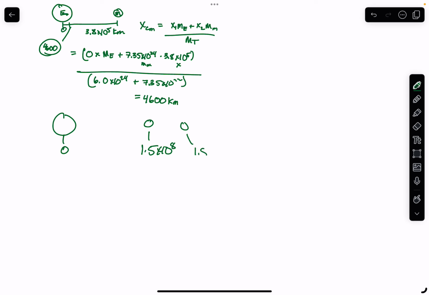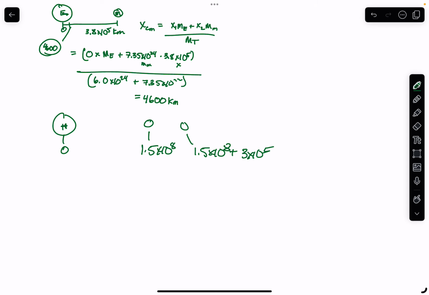And this is going to be 1.5 times 10 to the 8th plus a very, very small amount, 3 times 10 to the 5th. But when you're adding something to the 5th and the 8th, it's very, very small. So what you're going to find here, a very similar thing, is that when you find the center of mass, it's going to be well within the sun's radius.